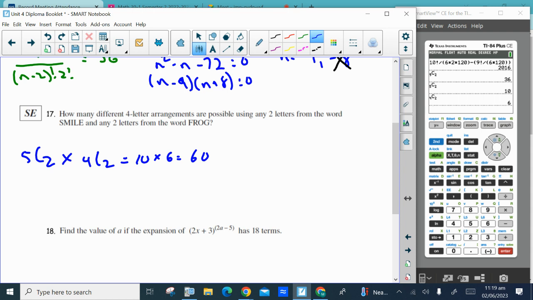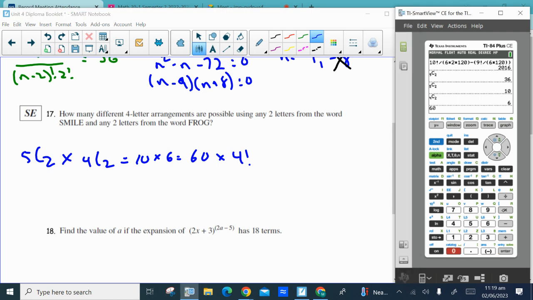And then they're going to be arranged. So now those 4 letters will be arranged. So we'll multiply that by 4 factorial. So 10 times 6 is 60, times 4 factorial gives us 1440.